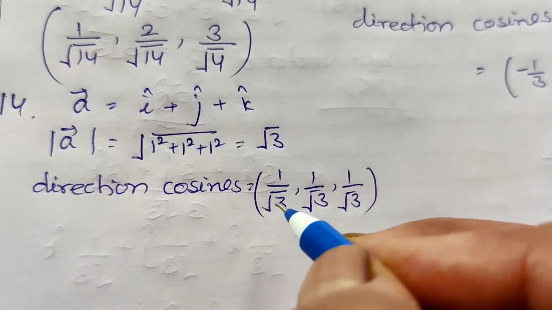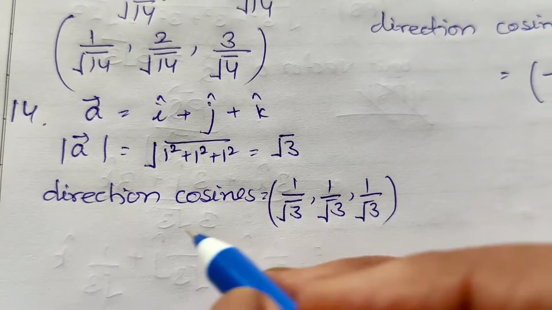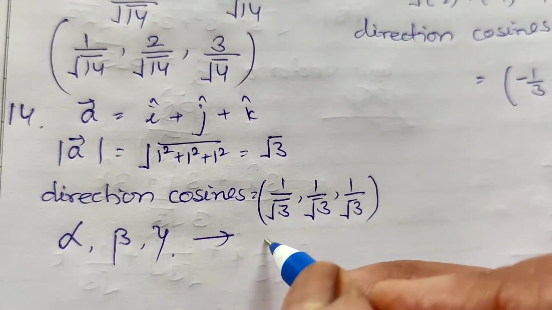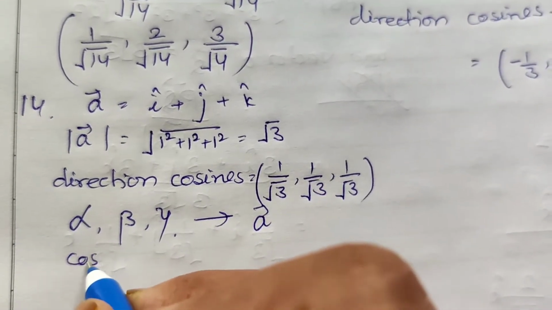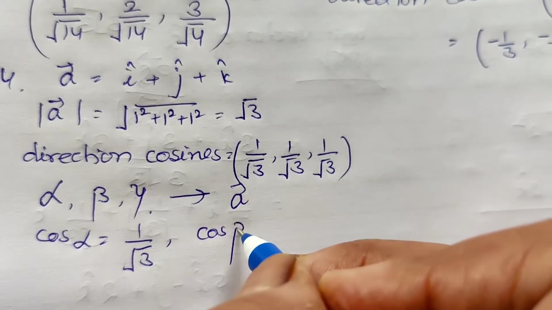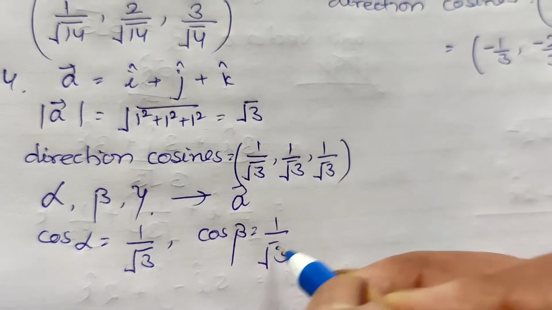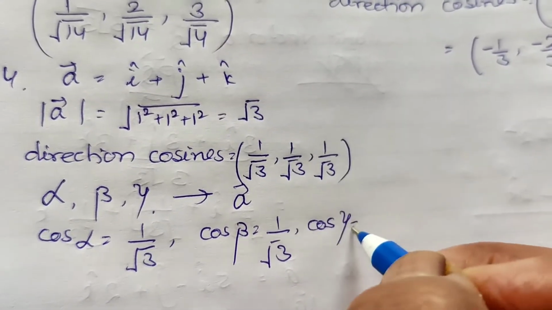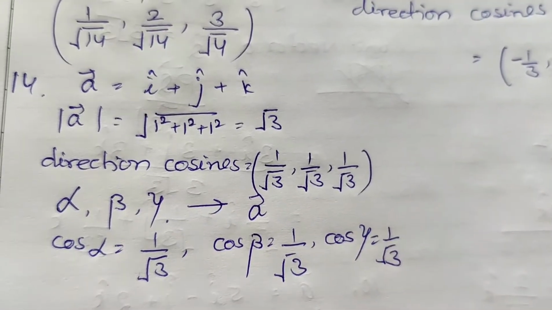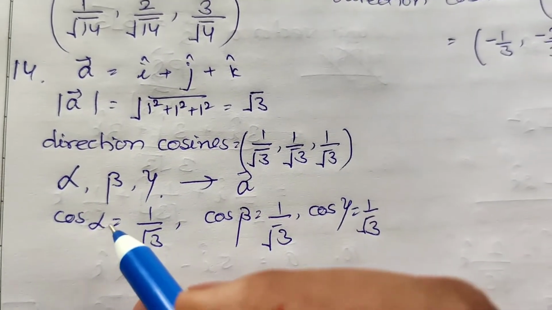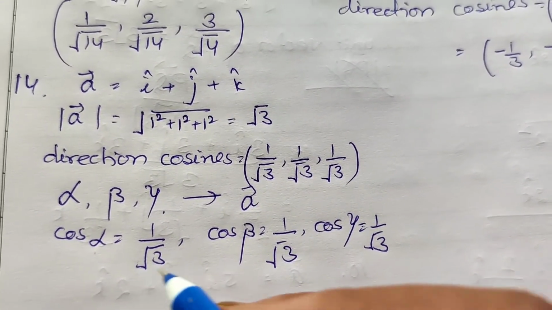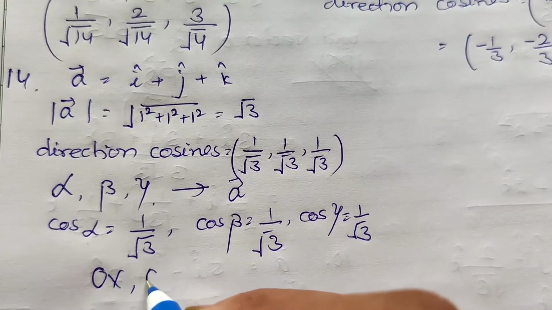Let alpha, beta, gamma be the three angles with vector A. So now cos alpha equal to 1 by root 3, cos beta 1 by root 3 and cos gamma equal to 1 by root 3. Therefore, the given vector is equally inclined to the axes OX, OY and OZ. All the three angles are equal, therefore it is equally inclined with the axes OX, OY and OZ.